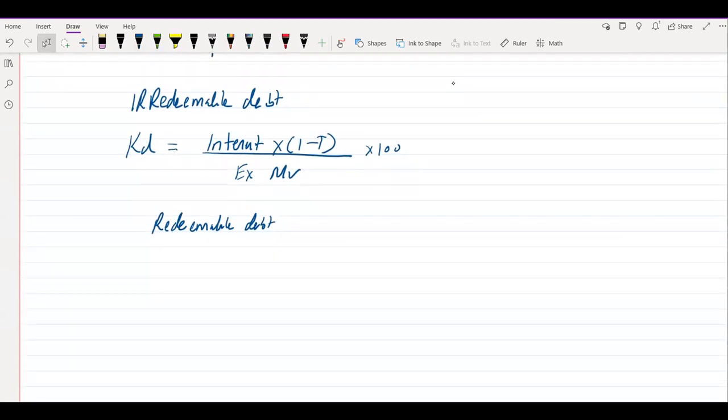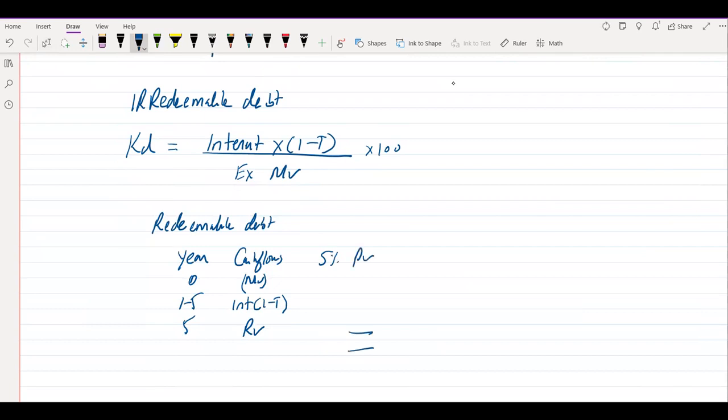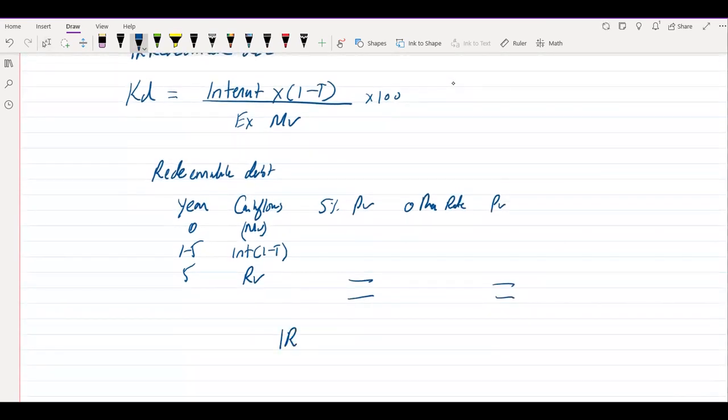So for example, if it is a 5-year debt, what you will do: put the market value as a negative number, write the interest into 1 minus T, then the redemption value. First discounting at 5%. Second, discounting at another rate. And calculate the IRR. That IRR will be equal to the Kd.